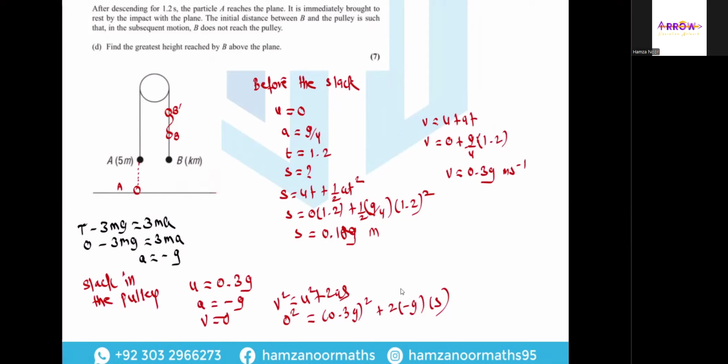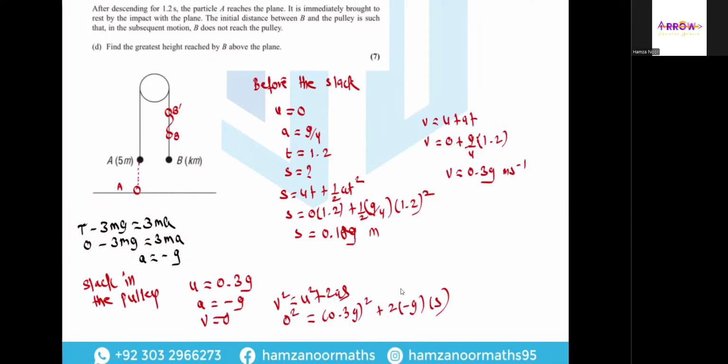And what is the proof of this? If we consider the equation of motion for particle B, when slack happens, the tension in the string becomes 0. So in place of T, we write 0. So 0 minus 3mg is equal to 3ma. So the 3m cancels out, and acceleration is minus g. This piece of working is very basic, because after the slack happens, particle B goes vertically, freely under the effect of gravity. It moves up.